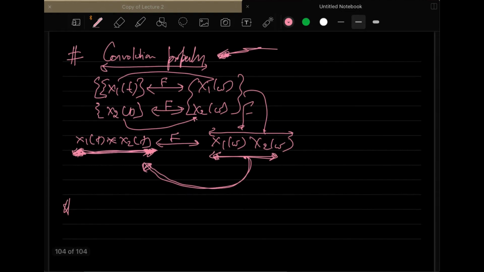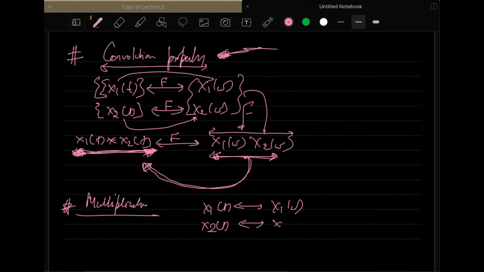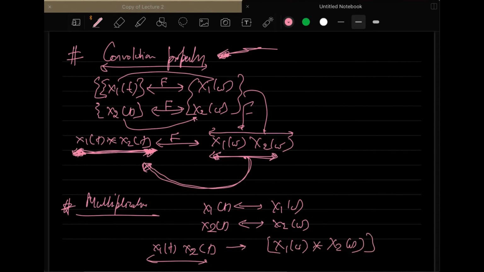The last property that we have in this case is the multiplication property. In the multiplication property, if you have x1(t) with X1(omega) as the corresponding Fourier spectrum, and the same for x2(t), and you multiply the two signals in the time domain, then surprisingly, in the Fourier spectrum it becomes a convolution, scaled by a factor of 1 by 2 pi.